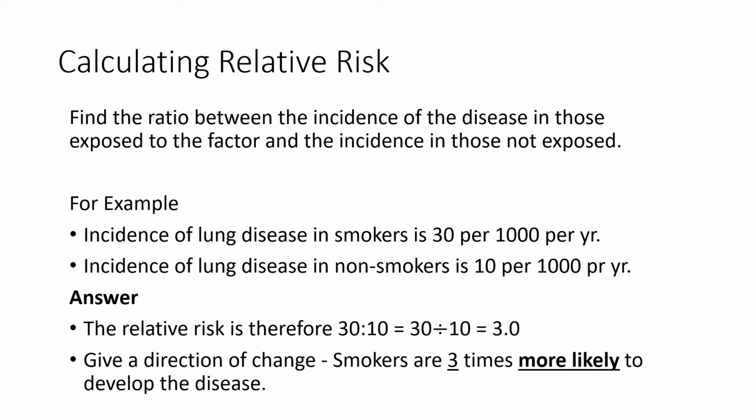Remember, we can turn that into an actual statement if we're asked to use the data to explain something. And what we can say is that the smokers are 3 times more likely to develop a disease. They are not definitely going to develop a disease. There's plenty of people who smoke who won't, and vice versa. There's plenty of people who don't smoke who will develop the disease as well. But what we can say from this information is that using the data, smokers are 3 times more likely to develop the disease.